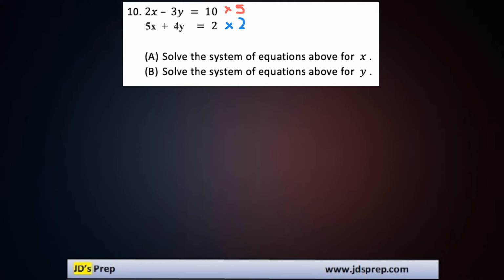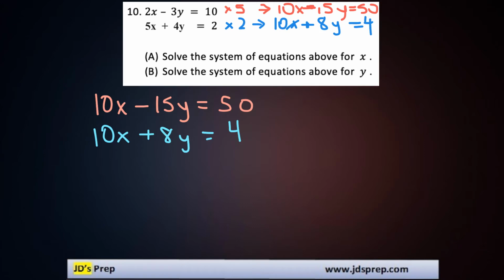Let me show you. If we multiply each term by 5 in the first equation, it will become 10x minus 15y equals 50. And then in the second equation, multiplying everything by 2 would give us 10x plus 8y is equal to 4. Awesome. So I've just rewritten those two down here below.